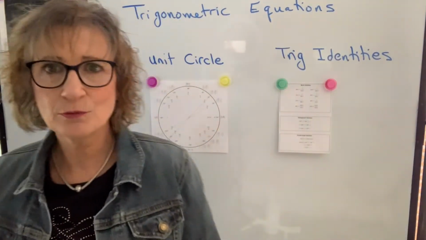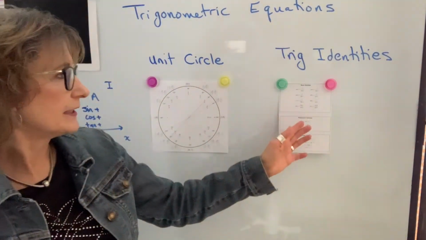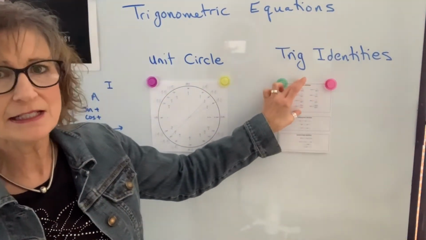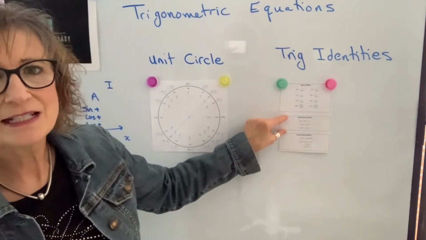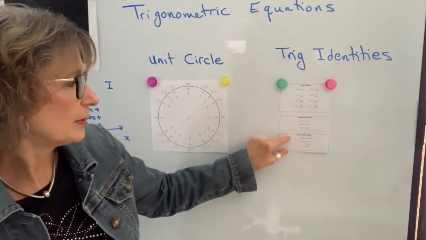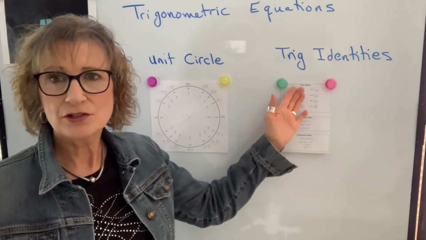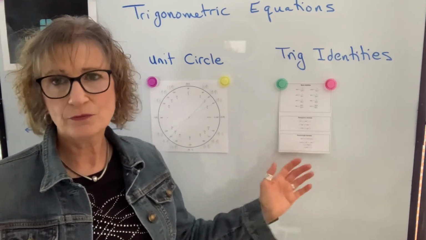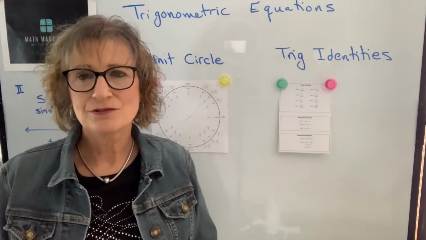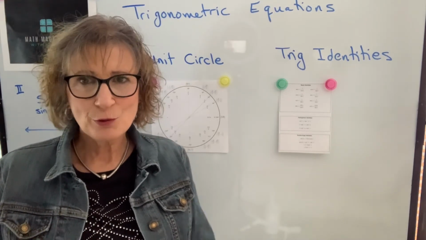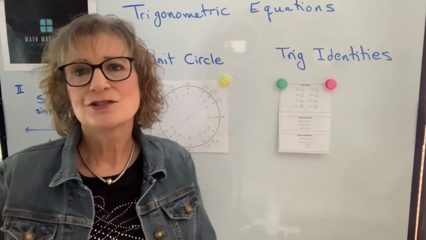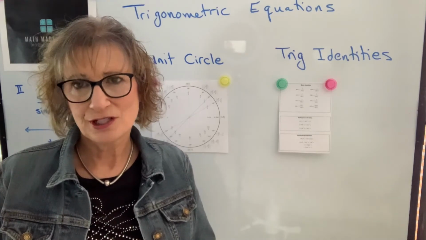And the last thing that we'll be using is our trig identities. So I've just written them as basic identities, the Pythagorean identities, and the double angle identities. In the last couple of videos, I talked about these identities, so you can get all of those identities from those videos. Now that we're equipped with all of that, we're ready to start solving trigonometric equations.